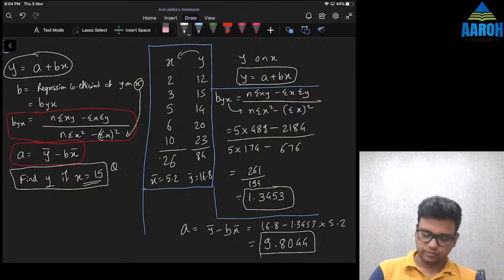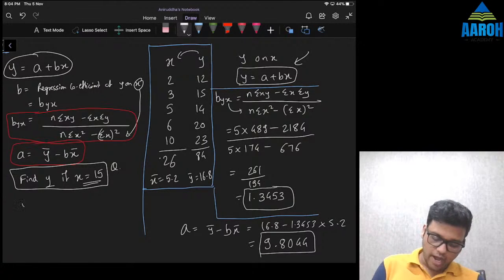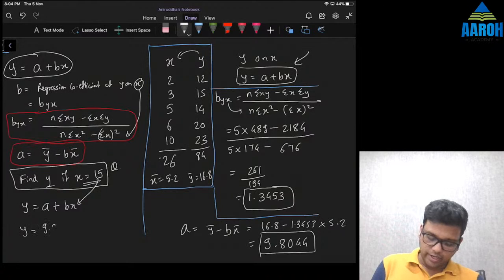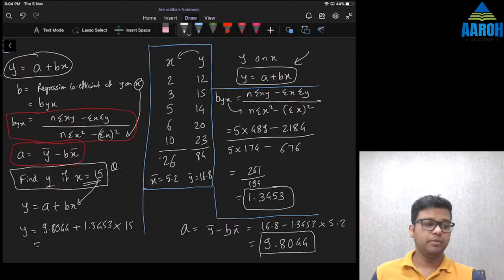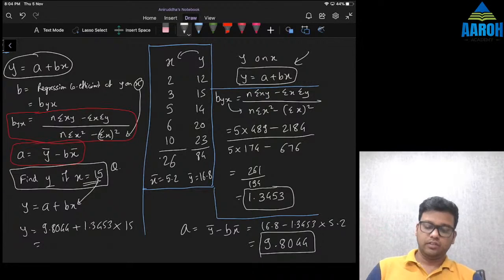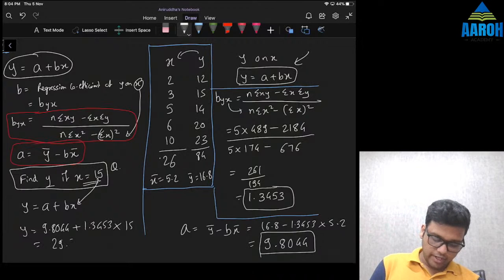Has everyone got A? If yes, then it is easy to find the answer now. We have to find y if x is 15. We know the line is y is equal to a plus bx. So we'll put x as 15. y is equal to 9.8044 plus 1.3453 into 15. Can you calculate? Is it coming to be 29.9839 something?